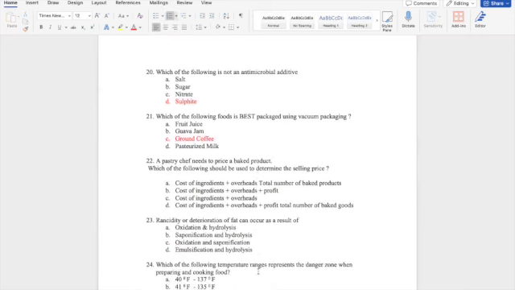22. A pastry chef needs to price a baked goods. Which of the following could be used to determine the selling price? Cost of ingredients, overhead, total number of goods baked. Cost of ingredients, overhead, plus profit. All right, so the answer will be A.